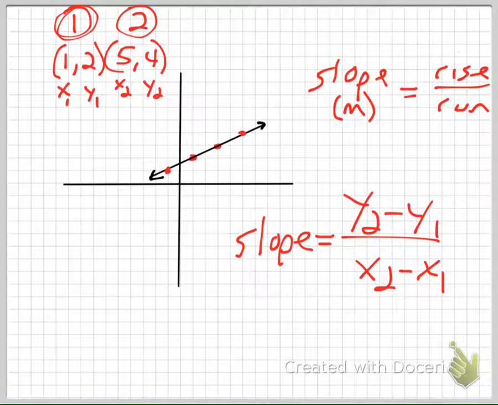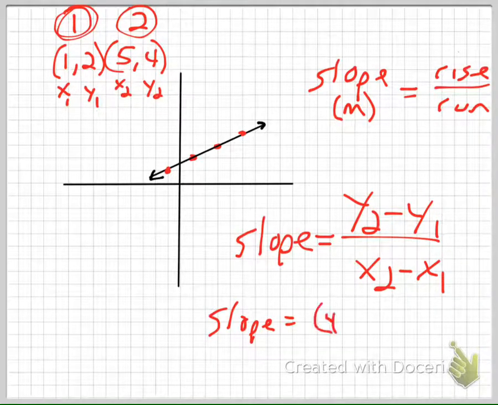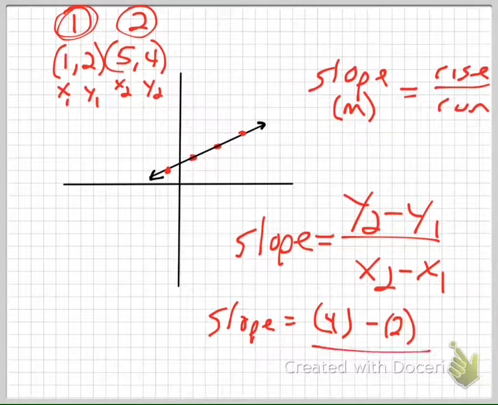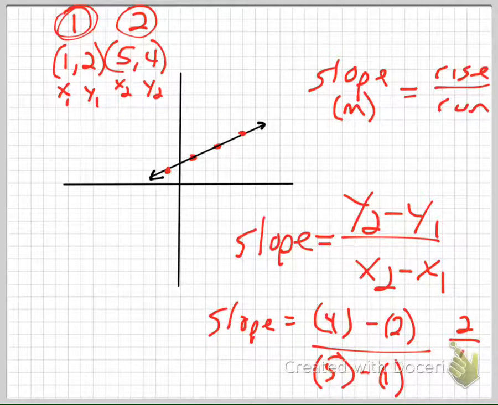Instead of y2 minus y1, we go slope equals, what is y2? 4 in parentheses, minus, what is y1? 2 in parentheses, over, what is x2? 5 in parentheses, minus 1 in parentheses. What is 4 minus 2? 2. What is 5 minus 1? 4. What is 2 over 4? 1/2. We already figured out that this slope was 1/2 a long time ago, right? You know that 2 over 4 reduces to 1/2, right?